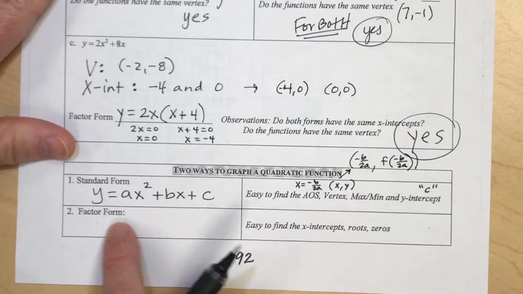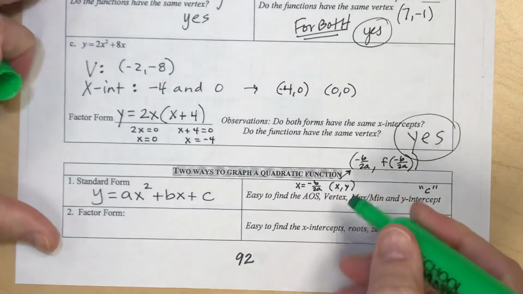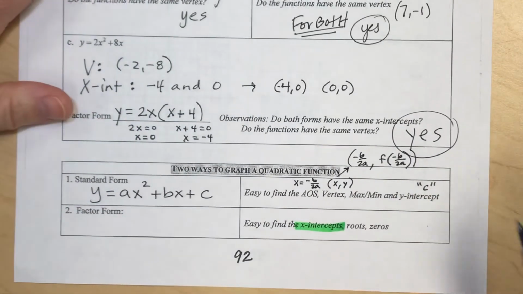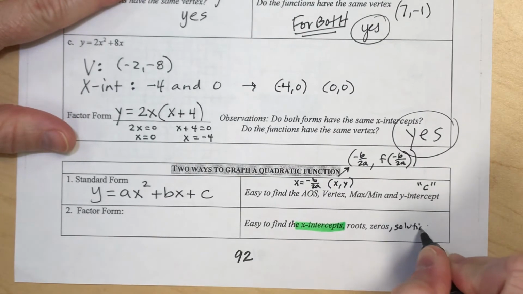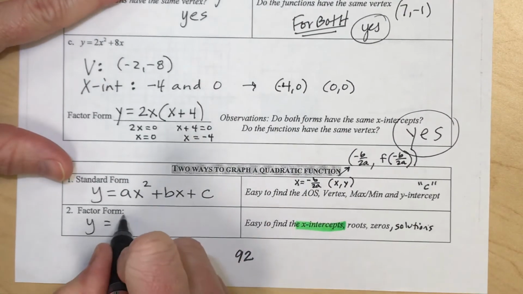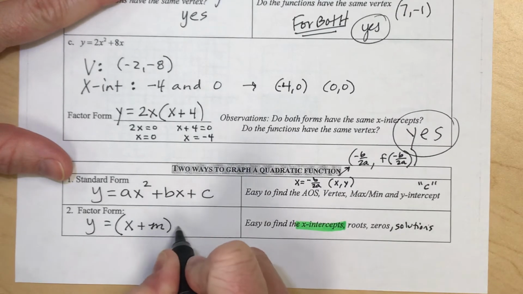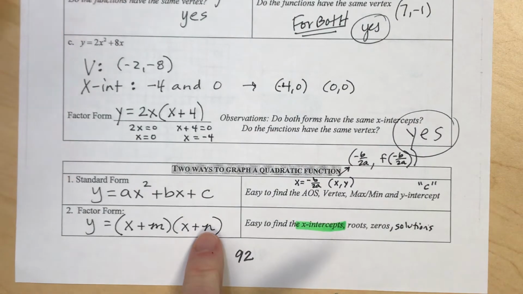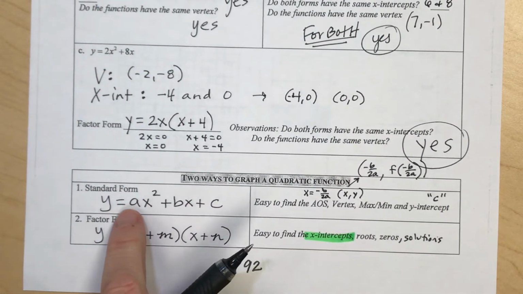But factored form is generally used for specifically just finding your x-intercepts. Now your x-intercepts are also referred to by other names called roots or zeros, or actually solutions. So if you factor, now I'm going to write down what our book calls the factored form. Now these m and n would be the numbers that multiply to make your c term and add to make b term when your a is 1.